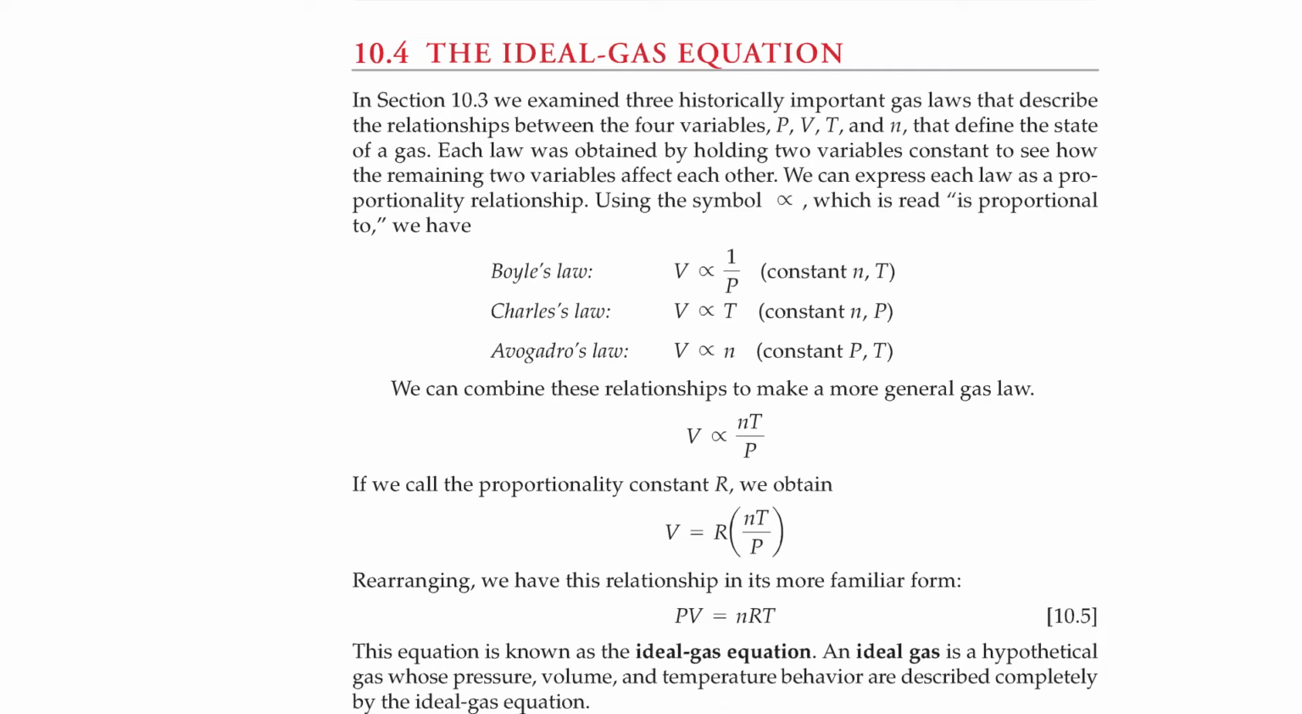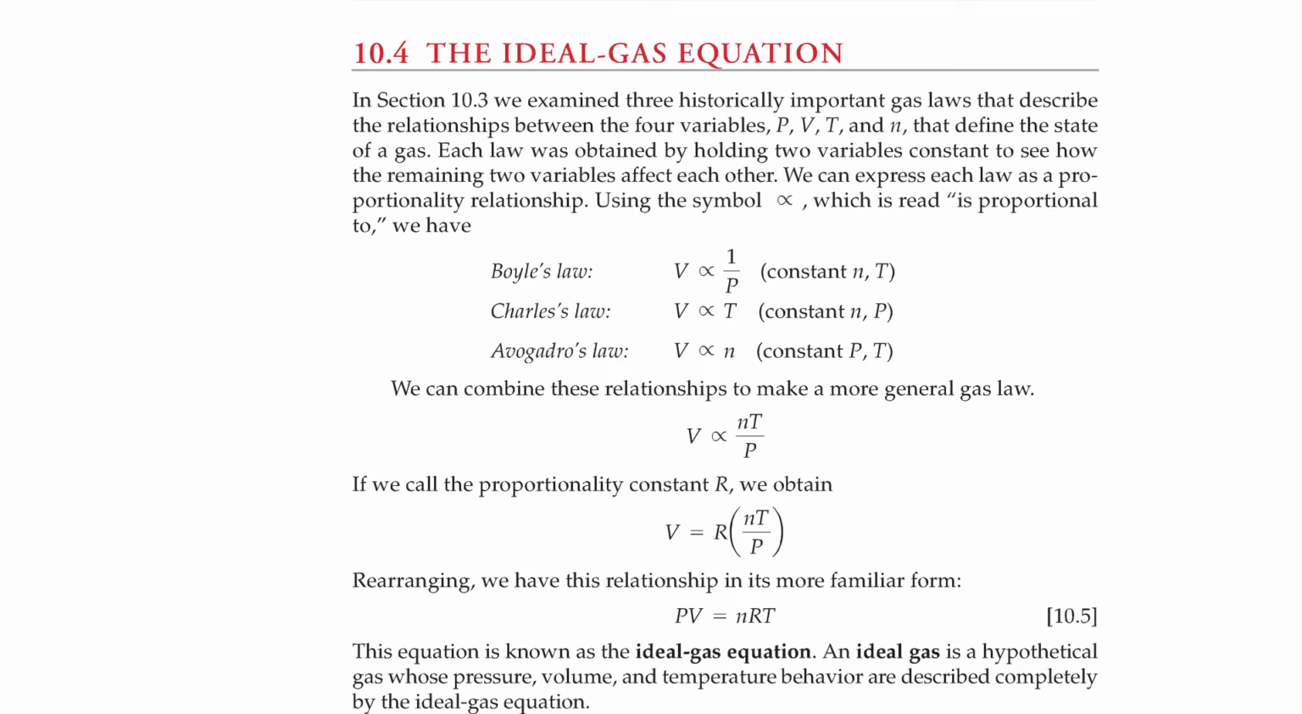Section 10.4, the ideal gas equation. In Section 10.3, we examined three historically important gas laws that describe the relationships between the four variables, pressure, volume, temperature, and number of moles, that define the state of a gas. Each law was obtained by holding two variables constant to see how the remaining two variables affect each other. We can express each law as a proportionality relationship using the symbol ∝, which is read "proportional to."